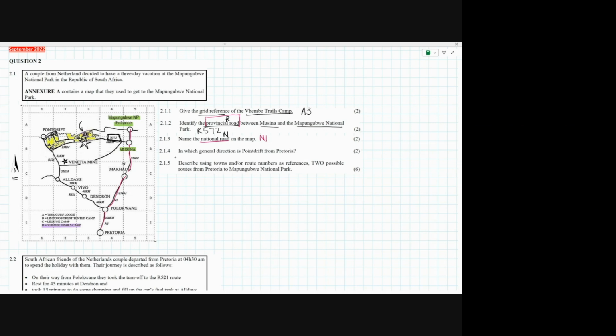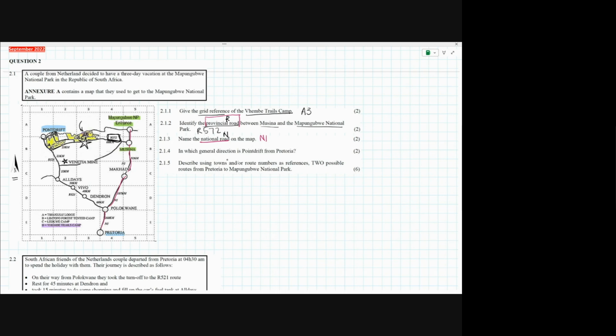Anywho, 2.1.4 says, in which general direction is point drift from Pretoria? So again, we go back to our little map and we identify these places that we're needing to work with. So here's Pretoria. Point. They spelled it differently on the map and in the question, but that is a bit problematic, but it's fine. Those are the two places that we're looking at. And remember, north is straight up. So think about the fact that we're working with a diagonal relationship.